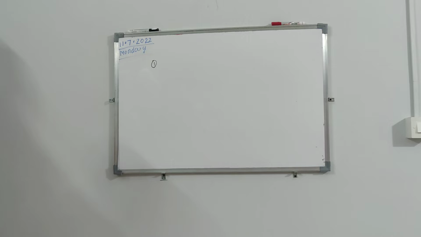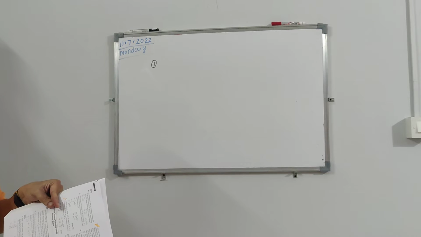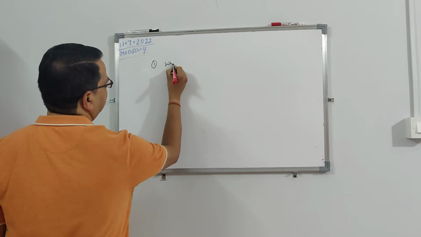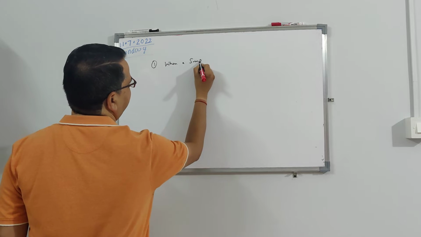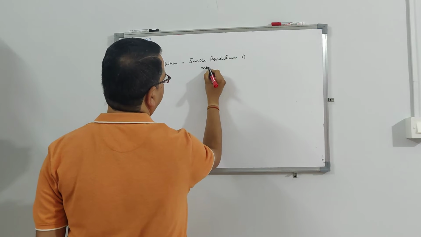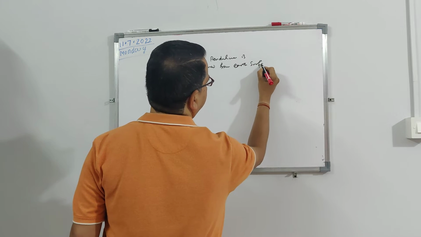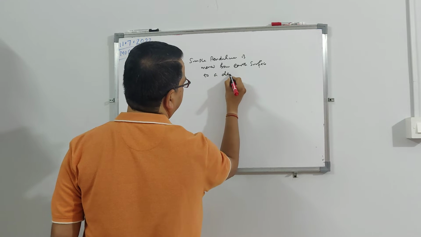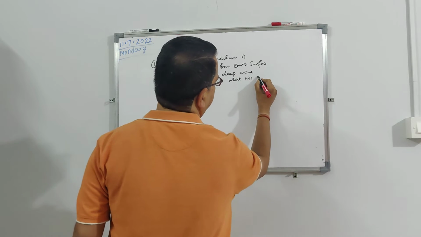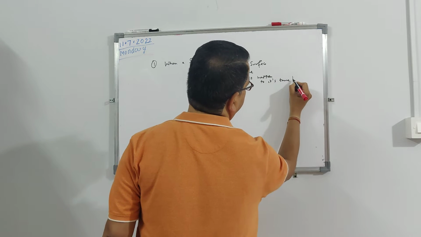Okay, so a theoretical but trick question. The trick question is, when a simple pendulum is moved from Earth's surface to a deep mine, what will happen to its time period of oscillation? This is the question.